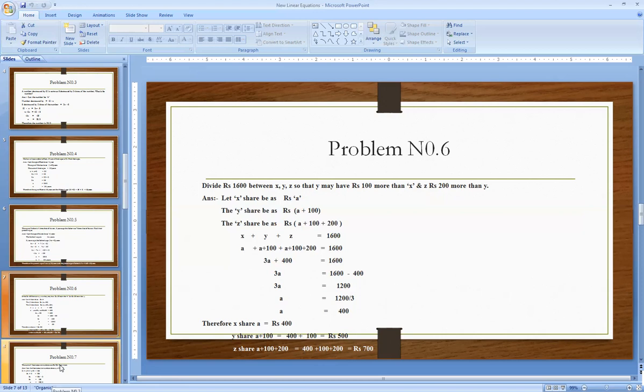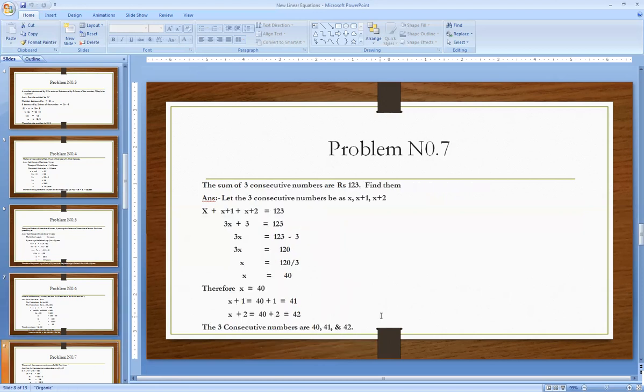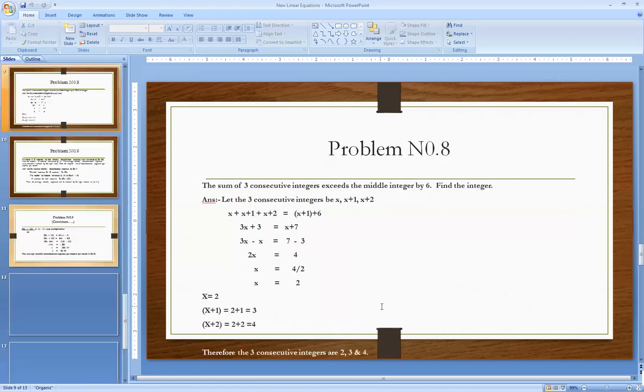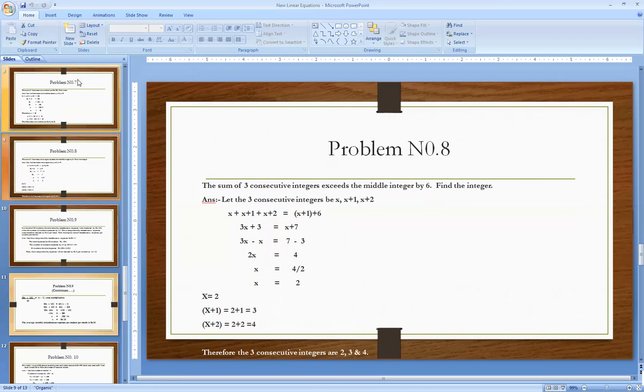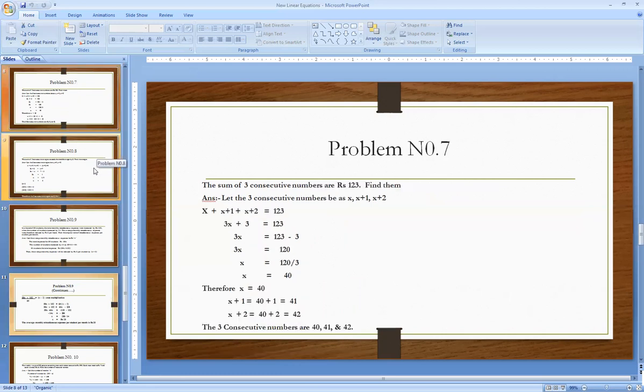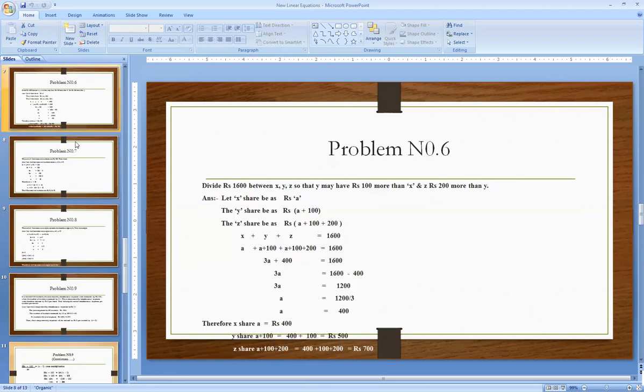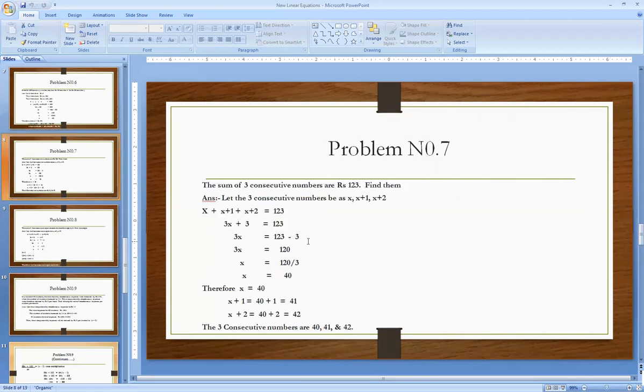And let us see one more, the seventh question here. So here we have to calculate regarding consecutive numbers. The sum of three consecutive numbers is 128. So consecutive numbers, how are we going to write them?